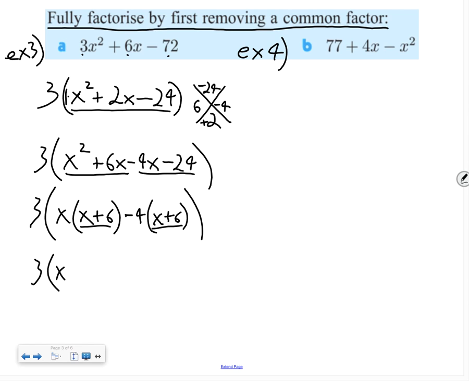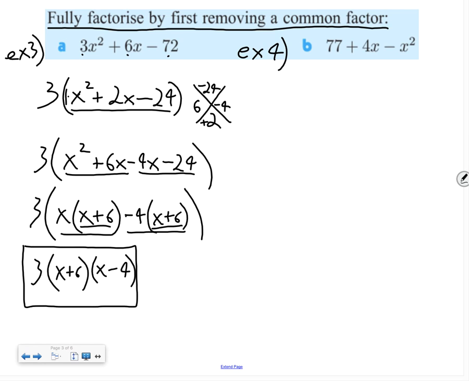So I get an x plus 6, and I had to multiply it to x to get that, and to get this I have to have a minus 4 there. So there are my factors for example 3. Okay, example 4.